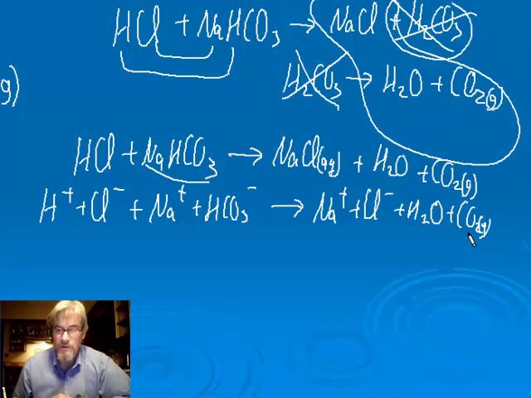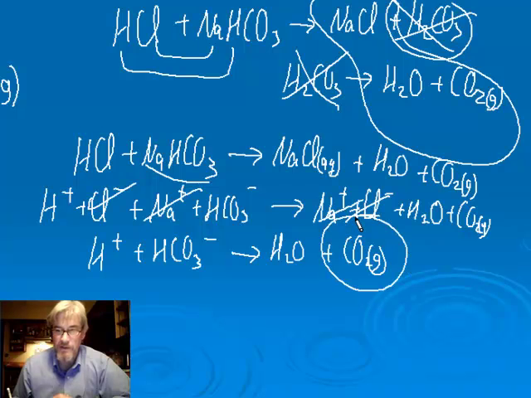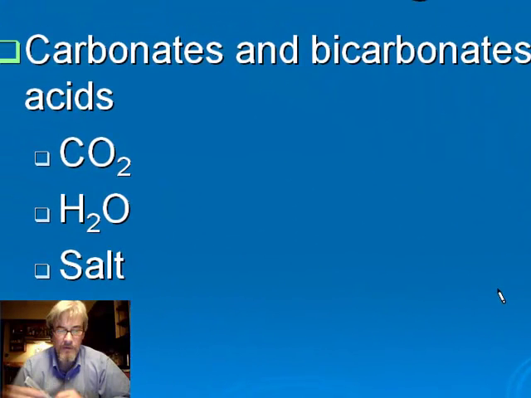Net ionic reaction? Well, sodium ions and chloride ions are both spectators here. So the overall reaction is just that H+ reacting with bicarbonate gives you water and carbon dioxide. So this means any carbonate or any bicarbonate with any acid will give these products, and that CO2 gas is the gas that's formed in this reaction. Let's take a look at another one.